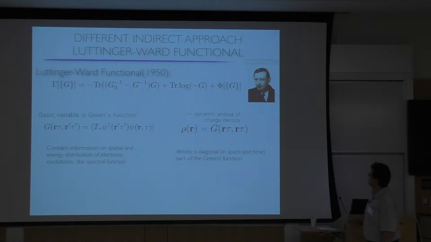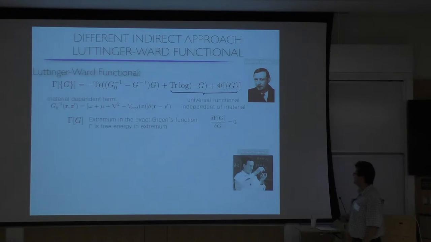Now, this was written down a long time ago, in the 1950s, and the functional gamma here is a functional of the Green's function rather than charge density. The charge density, of course, is just the diagonal component of the Green's function. So we take the equal space and equal time components of the Green's function, which gives you the charge density. We write this gamma of G, and we are looking for the extremum of this functional. The extremum of this functional gives us the exact Green's function, and in the extremum, gamma becomes the free energy. That's what was proven by Luttinger and Ward.